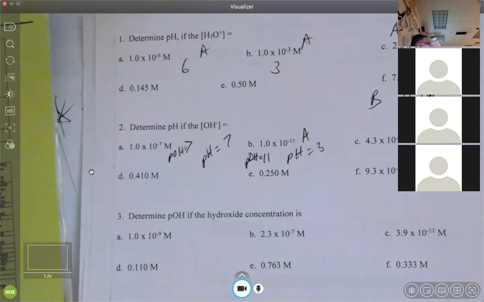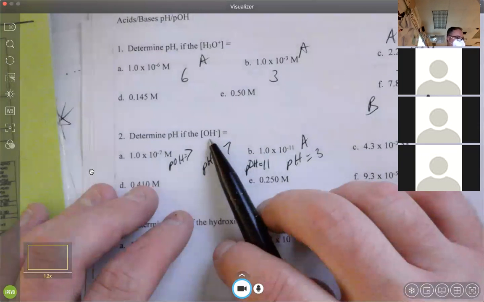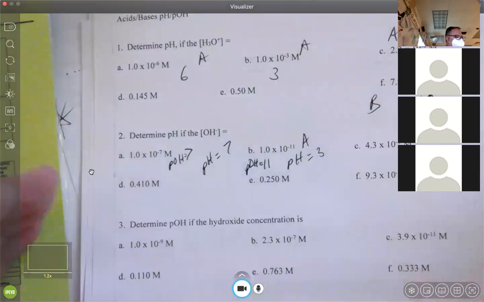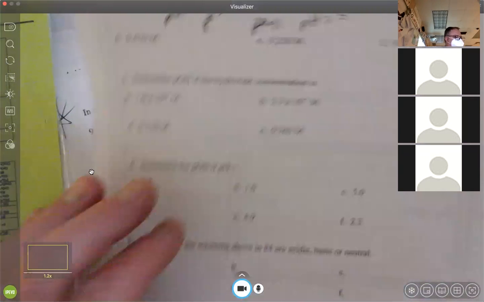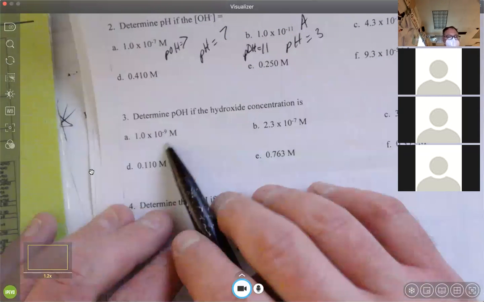Different day. Yeah, Brody. Because we are given the hydroxide ion concentration, to determine the pOH, if the hydrogen ion or hydroxide ion concentration is 1 times 10 to the negative 9th, what is the pOH?